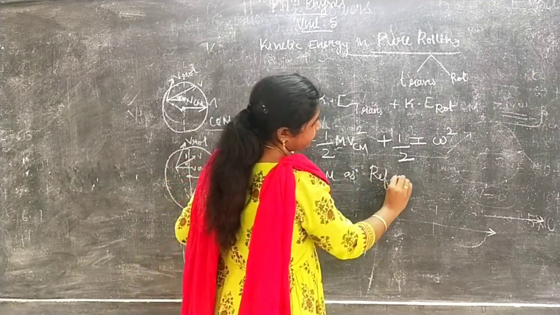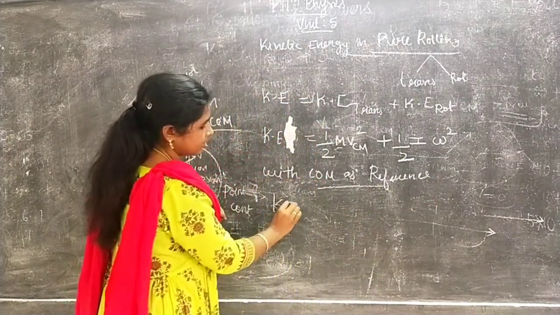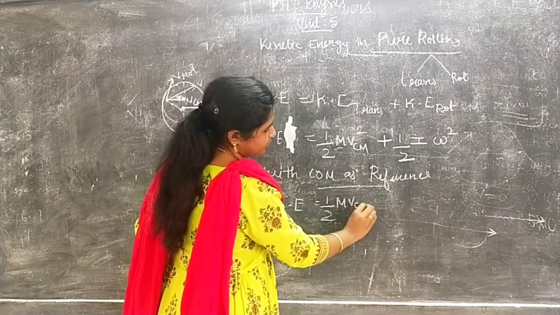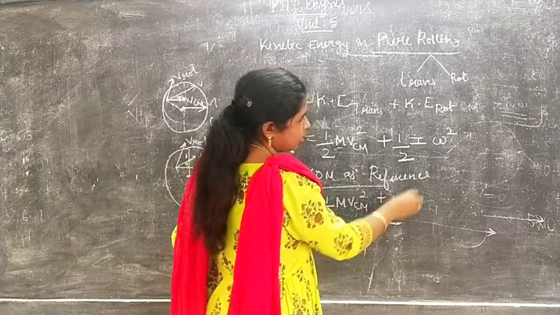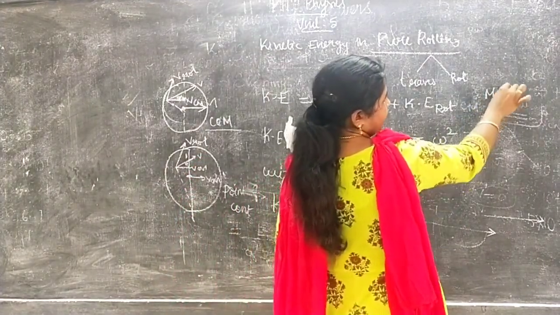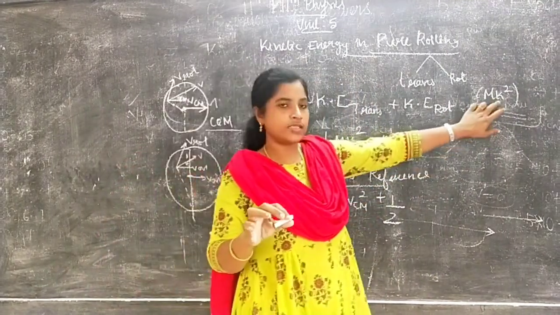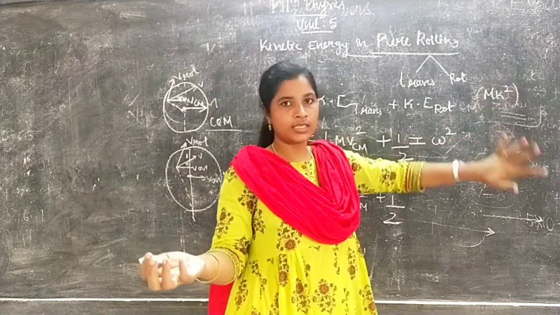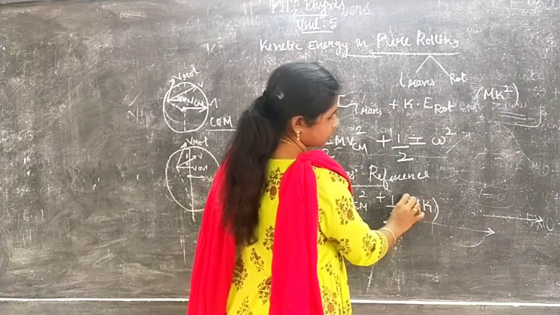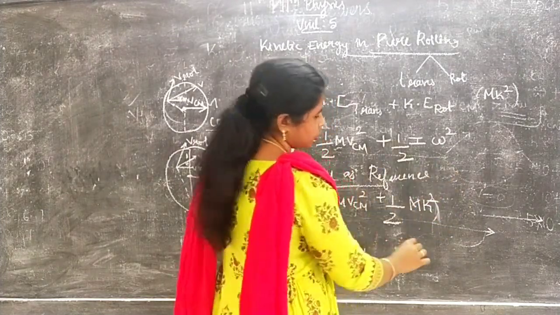When we take the center of mass as a reference, what happens to the kinetic energy? The kinetic energy is half m VCM square plus half moment of inertia. In general we write moment of inertia as mk square. Based on the shape of the object it will vary. So I am writing this as mk square, into what?